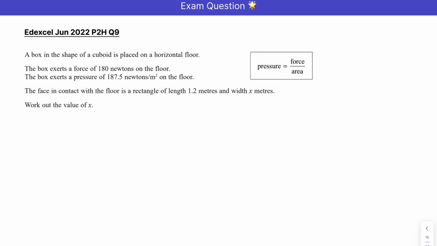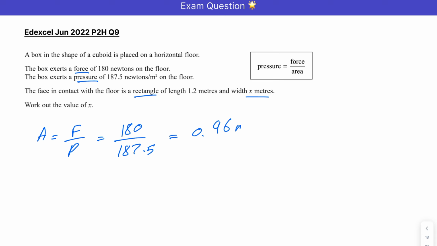And now we're looking at an exam question. So here we've been given some details on the force, the pressure, and it's a rectangle, it wants to know its width. Okay, so we have the area is what we want to find. So the area is force over pressure, which is 180 over 187.5. The units all look fine to me. There's no need for any unit conversion, so we're working in meters all around. So if I do that, I end up with 0.96 meters squared.